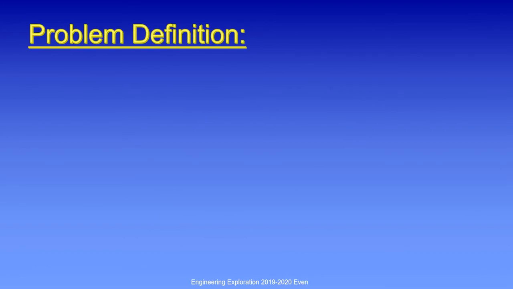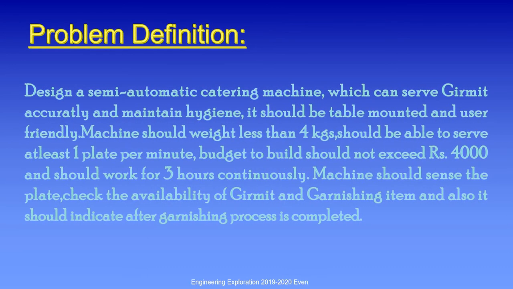Coming to the problem definition, design a semi automatic catering machine which can serve Girmit accurately and maintain hygiene. It should be table mounted and user friendly. Machine should weigh less than 4 kgs, should be able to serve at least one plate per minute. Budget to build the machine should not exceed rupees 4000 and should work for 3 hours continuously.